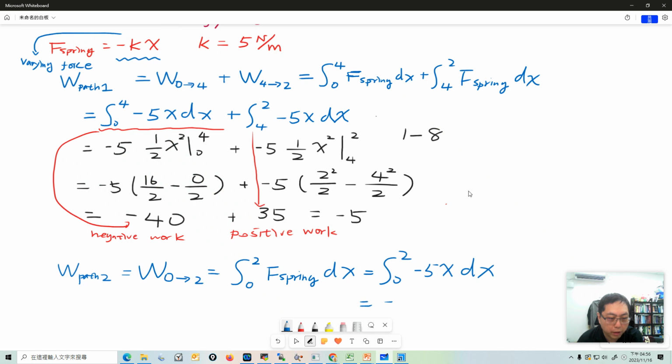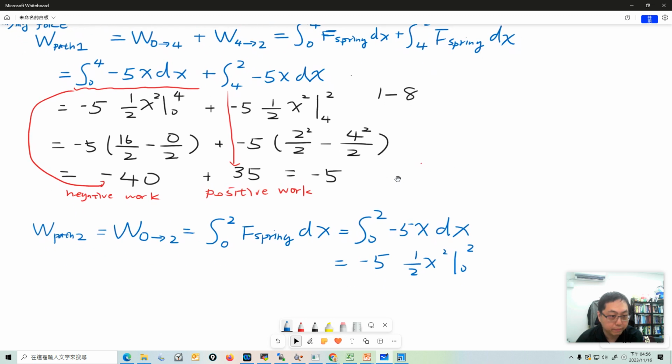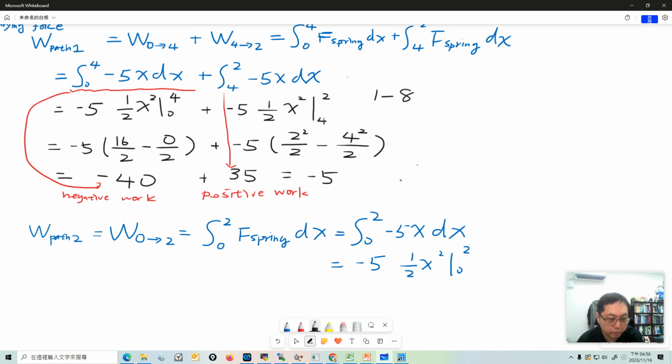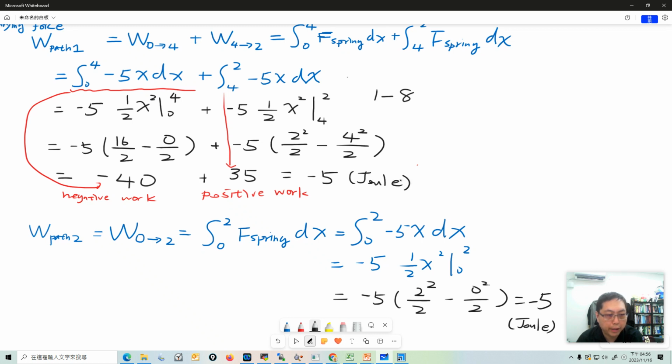So the same thing: -5 times 1 over 2 x squared, from 0 to 2. So what will the answer be? -5 times 2 squared minus 0 squared over 2, so the answer is -10... The unit is joule, in the MKS system. So you see path one and path two both had the same work, in joules.